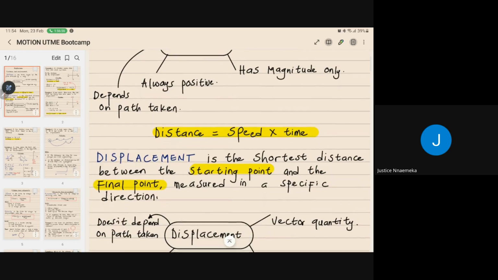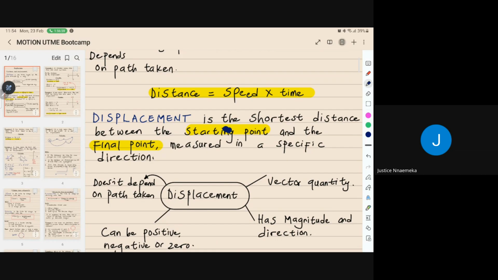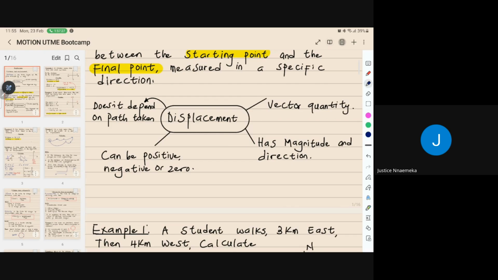Then we spoke about another quantity, which is your displacement. We said that displacement is the shortest distance between the starting point and the final point. So there's a starting point and there's a final point, and that shortest distance is measured in a specific direction. Direction is very important as long as we are speaking about displacement. Displacement does not depend on the path taken. It is a vector quantity. It has both magnitude and direction. And one key thing about it is that it can be positive or negative or 0 as well. So that is what makes up your displacement, right? Very key variables, 1, 2, 3, 4.